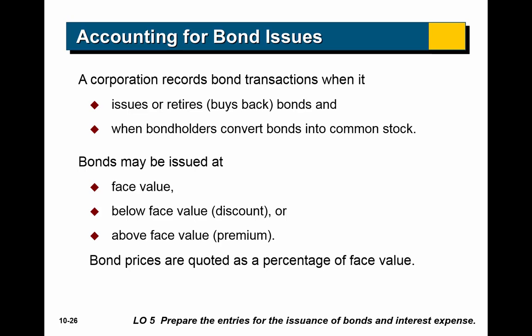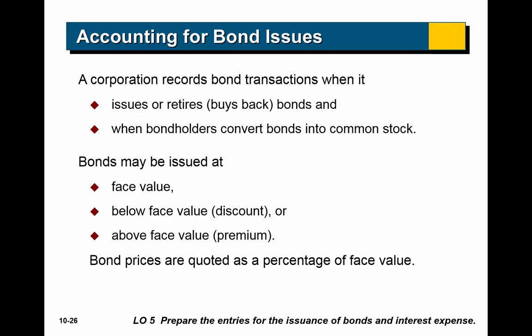All right, so here's how we do it. A corporation records bond transactions when it issues or retires, meaning buys back, the bonds, and if the bondholders convert the bonds into common stock. Bonds can be issued at their face value. What that means is we actually sell the bonds to the investors at the same price that they're going to be paid back at. That's face value.